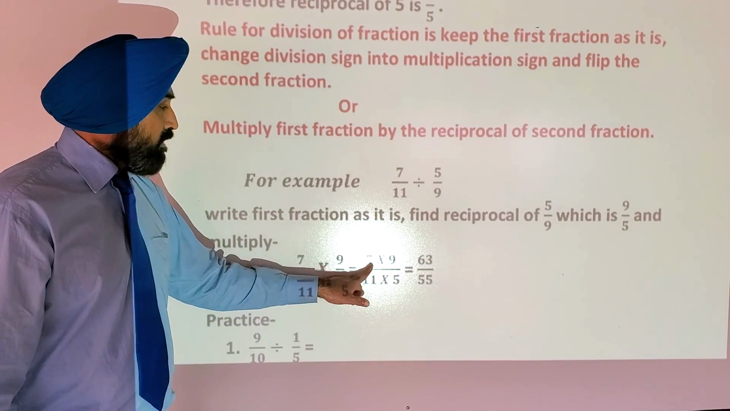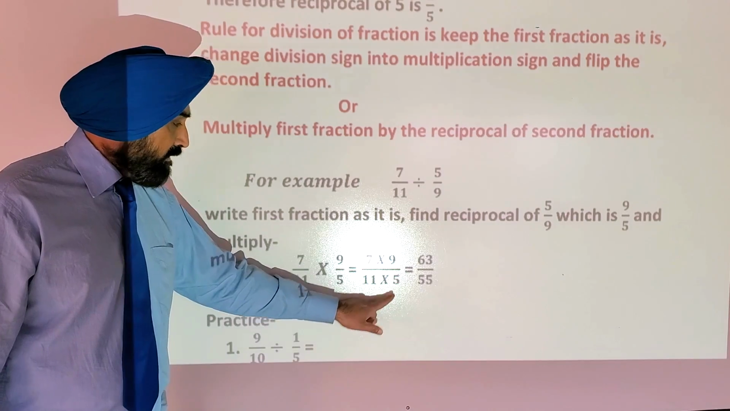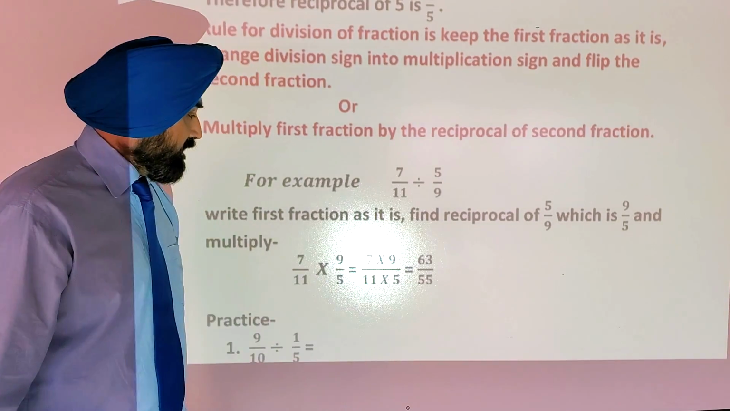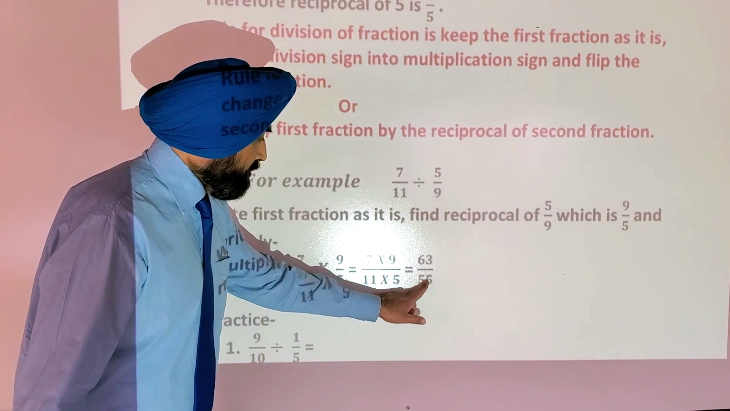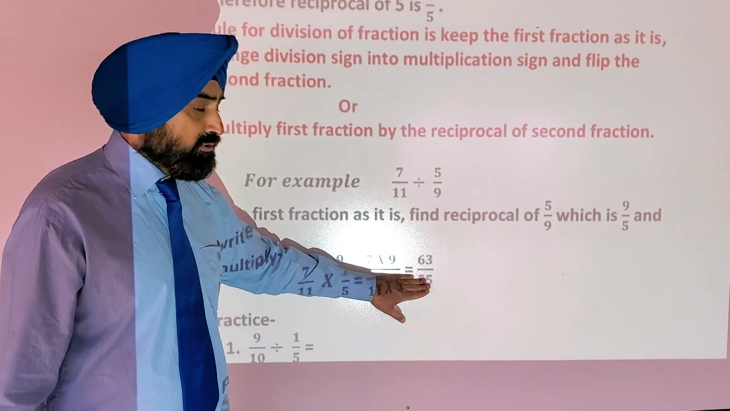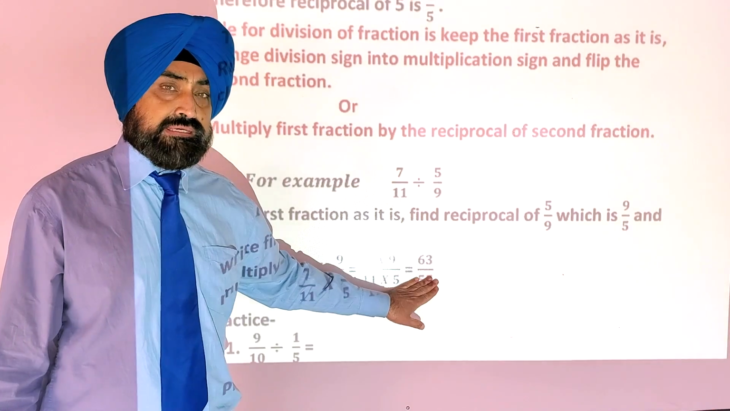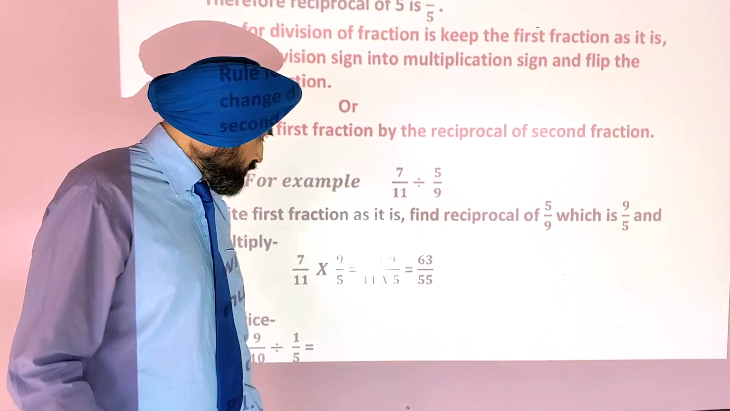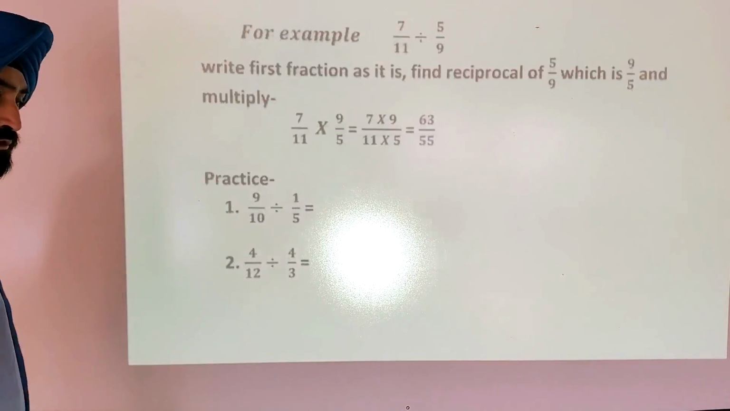Now we know how to multiply fractions. We multiply top by top, bottom by bottom. 7 times 9 is 63. 11 times 5 is 55. Now see if you can reduce it. In this case, it is not possible. Let's do some practice questions.